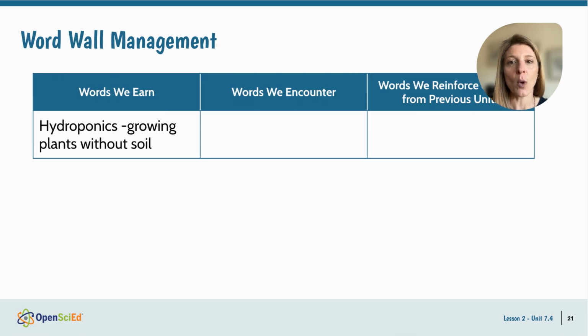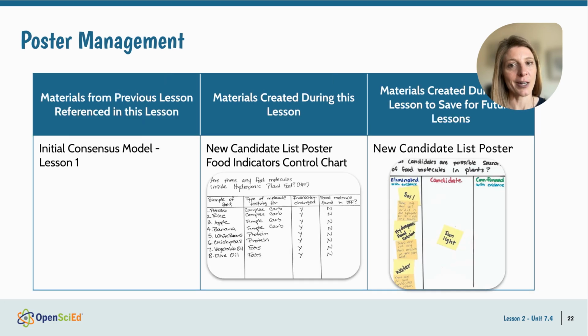Let's take a look at the word wall management. In part 4, students officially earn the word hydroponics. In my classroom, students define this as growing plants without soil. It's a great moment to pause and define this as a class to ensure that everyone is using the same language. Poster management.